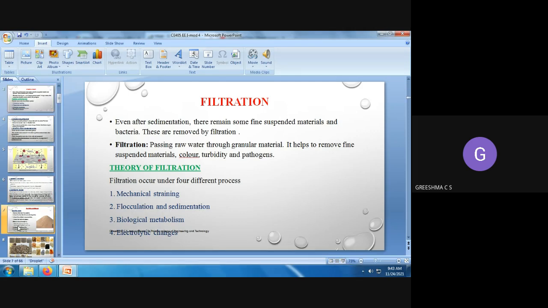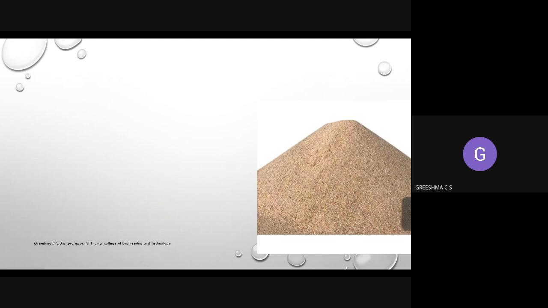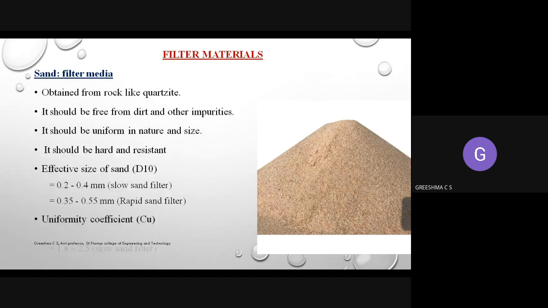Next, we are discussing the filter materials. What are the different types of filter materials used in filtration? First, we have discussed sand, which is one of the most commonly used filter media. That is sand, which is obtained from quartzite. We have discussed all its features.